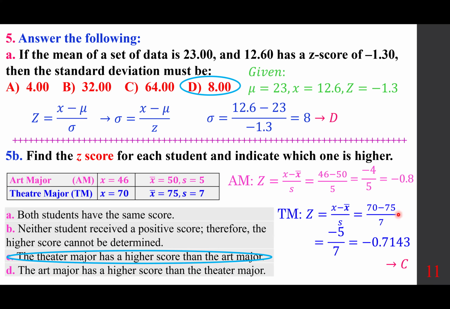So this is a better score than this one because it's less negative than this one. None of them is good. Both of them are below average.